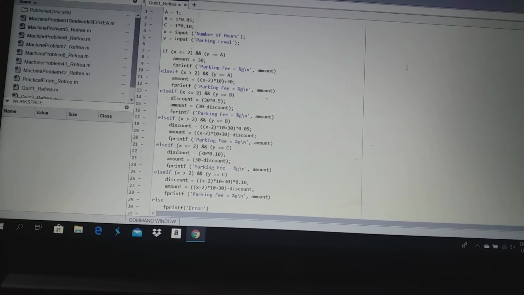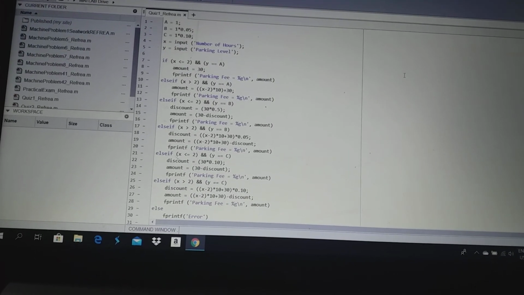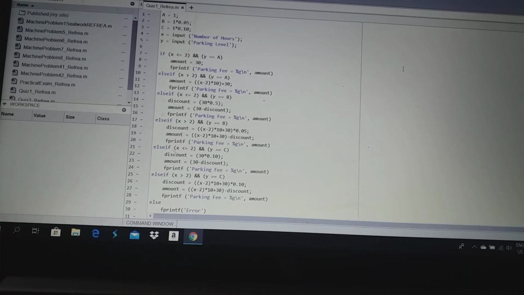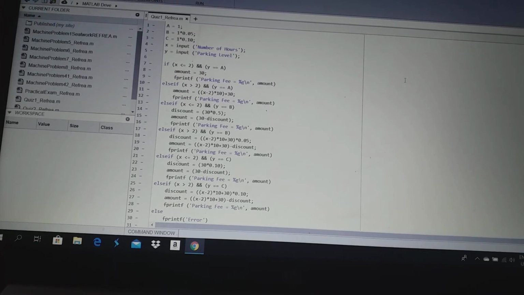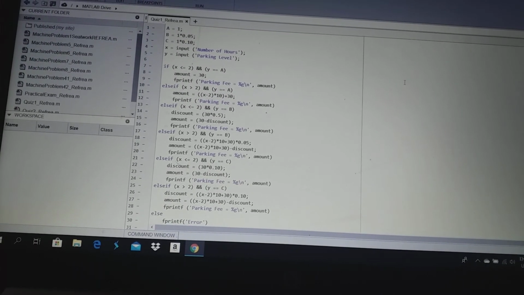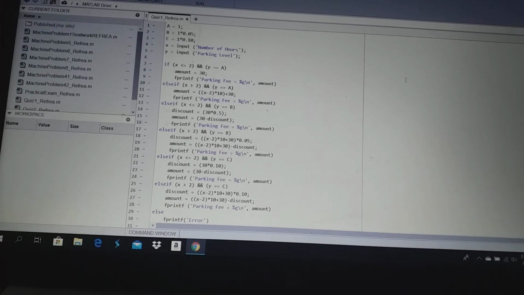Lines 14, 18, 22, and 26 show how the discount is calculated. This is only applicable for users who park at levels B and C. Next, lines 12, 16, 20, 24, and 28 have basically the same function as line 9 since they display the total parking fee amount of their respective situations.